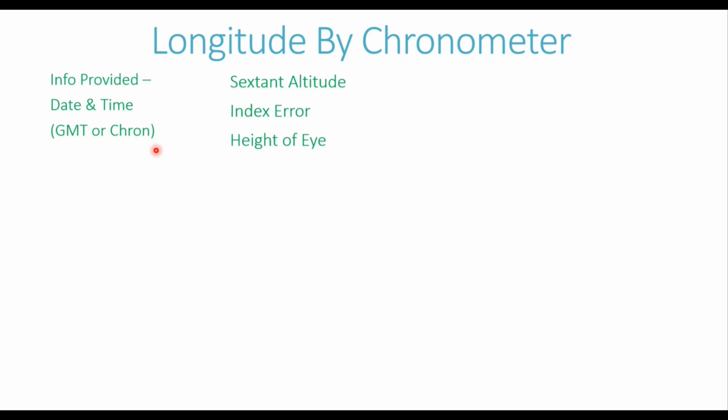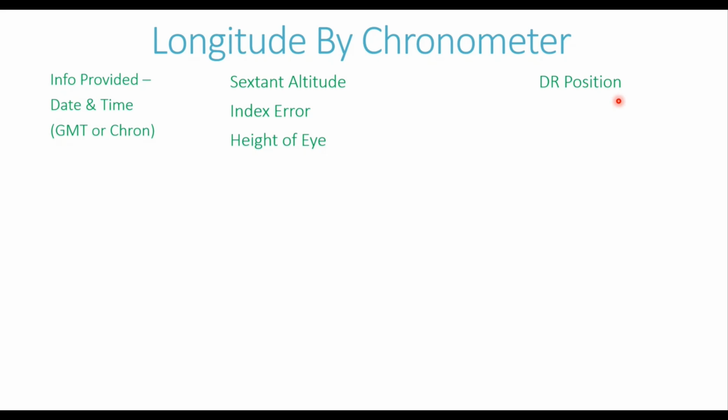So for the chronometer ambiguity, an AM or PM indication is given to us in the question. Now, the second information which is provided to us is the sextant altitude of the body. Along with the sextant altitude, they give us the index error and the height of eye. Both of these are required for altitude correction. And the third thing which is provided in these questions is the DR position, the DR latitude, and the DR longitude.